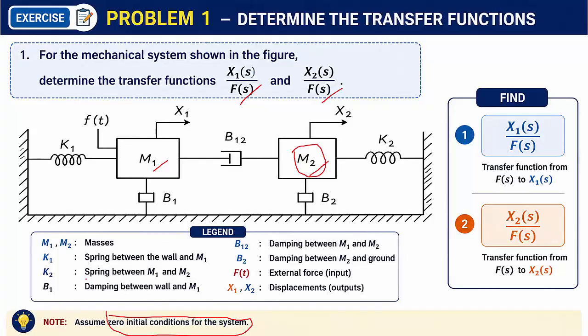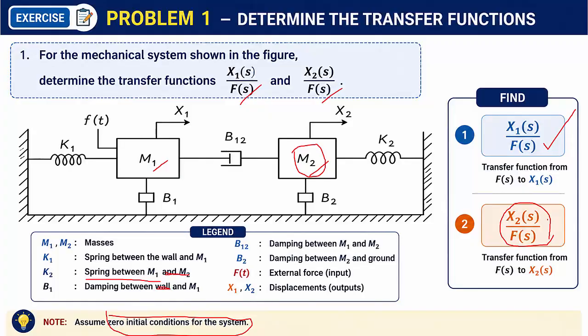Here there is a mistake. K2 is between M1 and the wall. It is not between M1 and M2. And B1 is between the ground and M1. It is not between wall and M1. Others are clearly mentioned. So what we are going to do is find x1 of s divided by f of s. Based on that, you can find x2 of s divided by f of s.